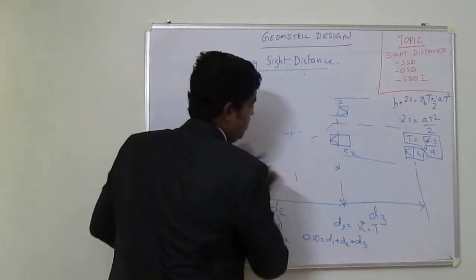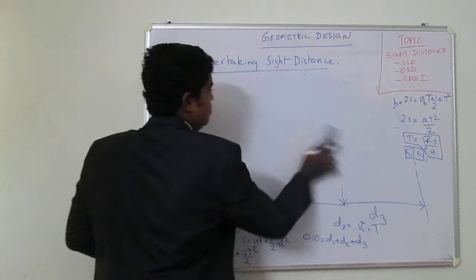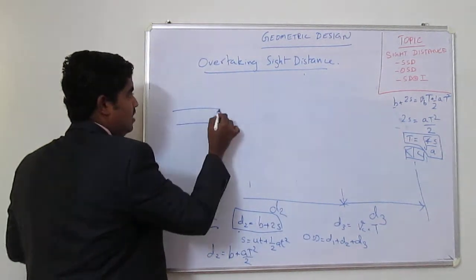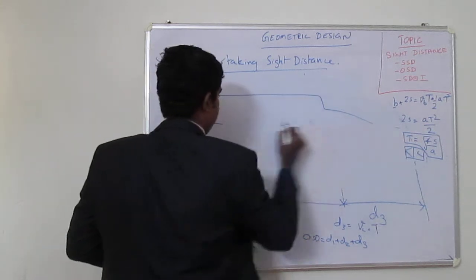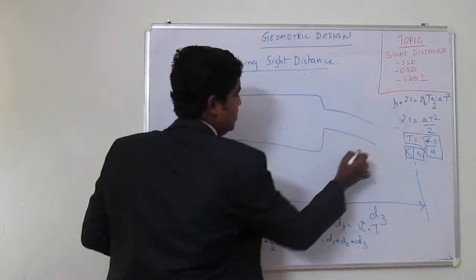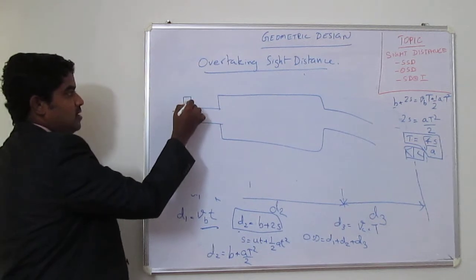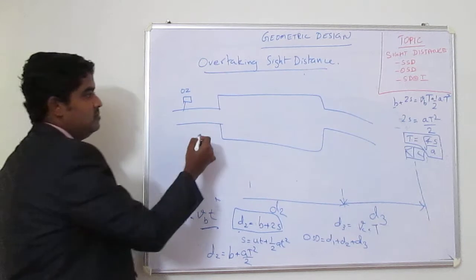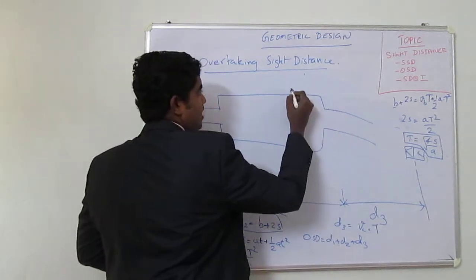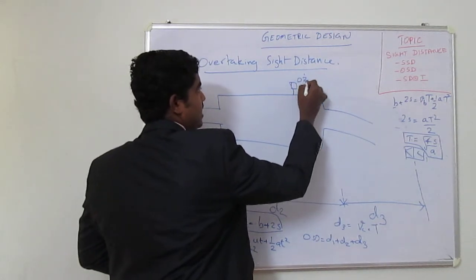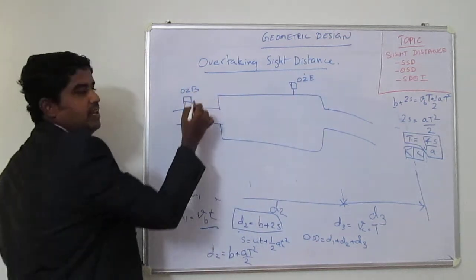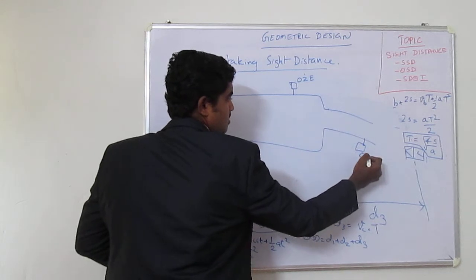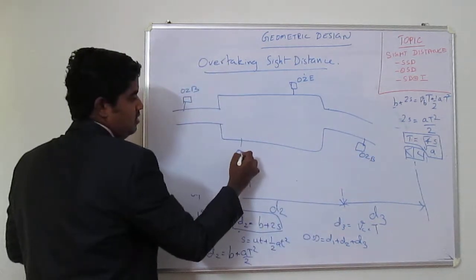So in case if you want to implement this, usually we have to provide some direction. Say for example, road is like this, and then the overtaking zone is provided, and then the overtaking zone ends. So here you have to provide a symbol saying overtaking zone ahead. Similarly, here overtaking zone ends. Here overtaking zone begins. Similarly from this side, overtaking zone begins and overtaking zone ends.